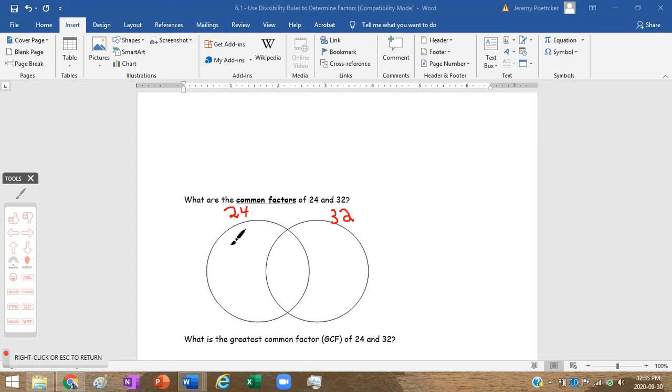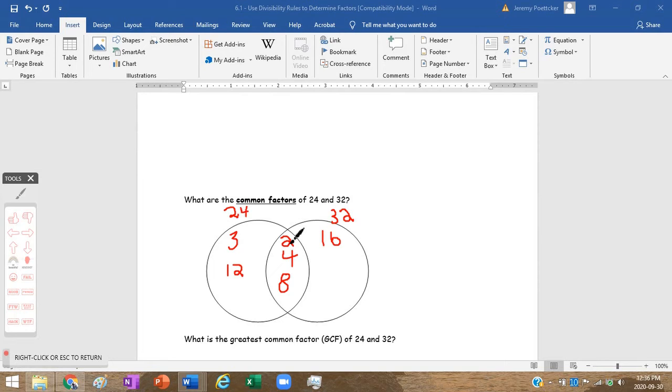So 3 is a factor of 24. It's not a factor of 32. But guess what? 2 is a factor of both of them. 4 is a factor of both of them. 8 is a factor of both of them. What about 16? Oh no, that only goes on this side. What about 12? That only goes on this side.